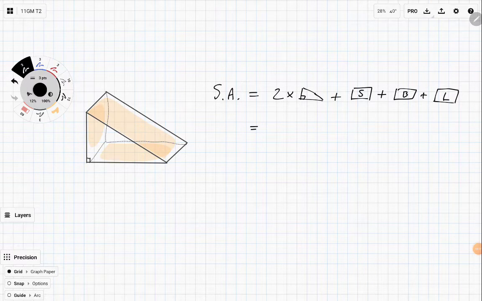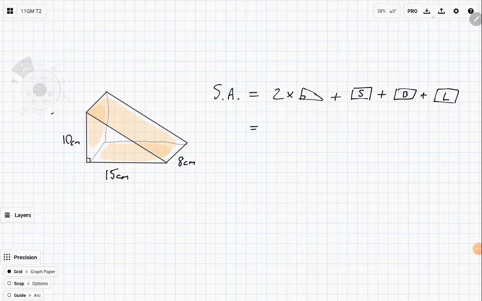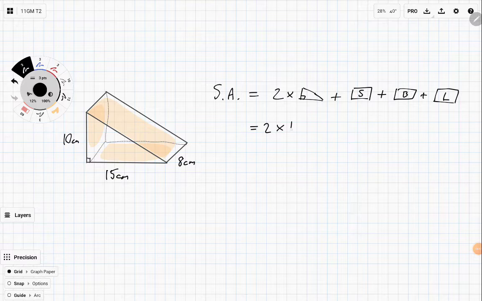All right, I don't actually have any dimensions yet, so let's check some dimensions on this triangle. All right, let's say that this is 15 centimeters, 8 centimeters, we'll say something like 10 centimeters. Alrighty, so let's work out the areas of each of these shapes. So for the two triangles, it's going to be 2 times a half times BH, or half BH, plus length times width, plus length times width, plus length times width.